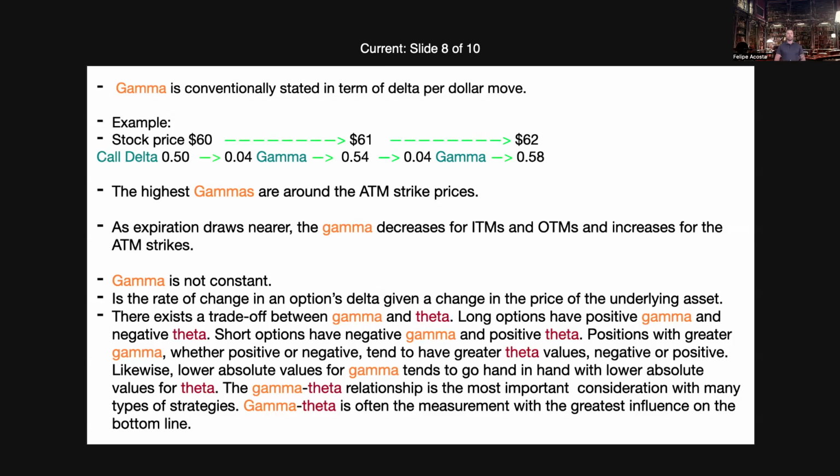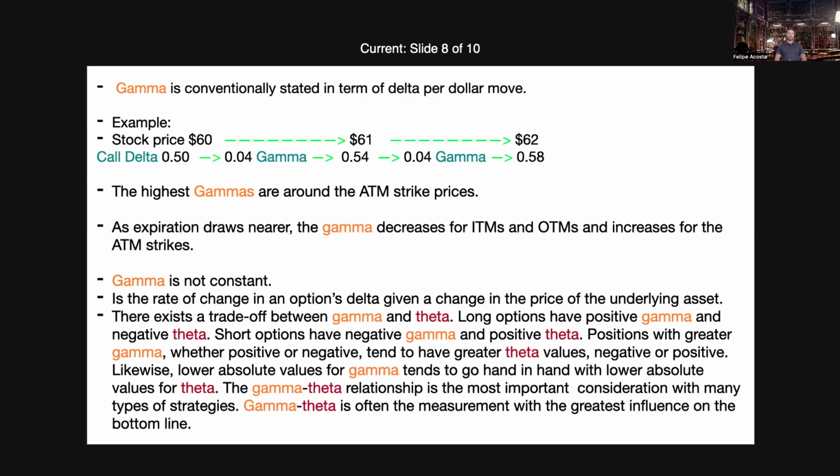There exists a trade-off between gamma and theta, theta being time decay, right? The change of the value of the option due to the passage of time. Long options have positive gamma and negative theta. So long options are influenced negatively by theta, right? Meaning they lose value as days go on. Short options have negative gamma and positive theta, meaning short options make money as days go forward due to theta.